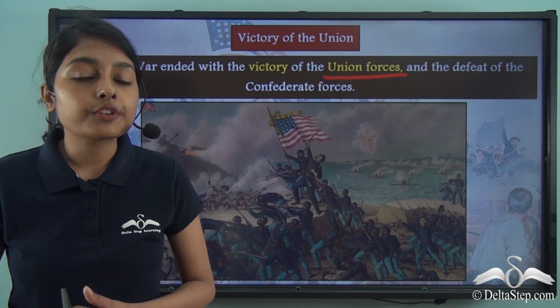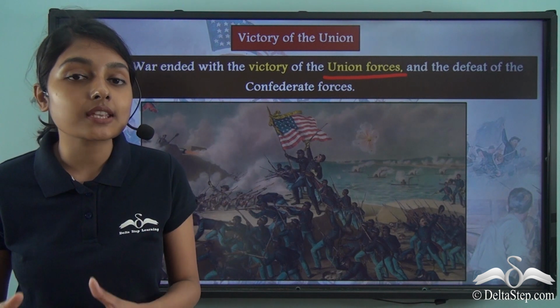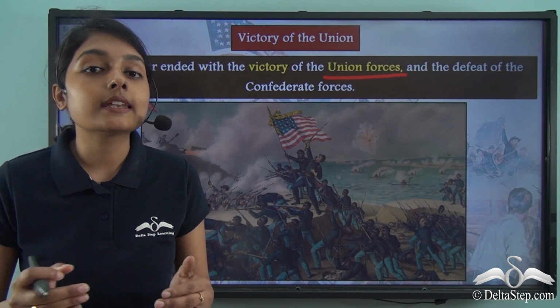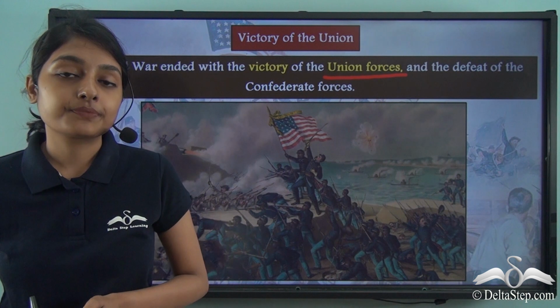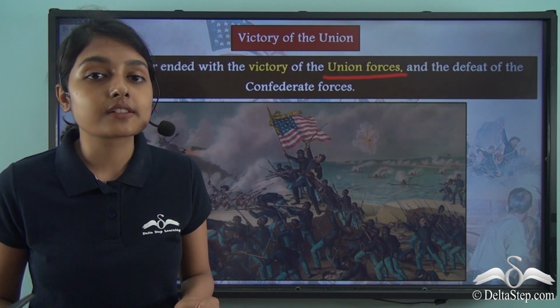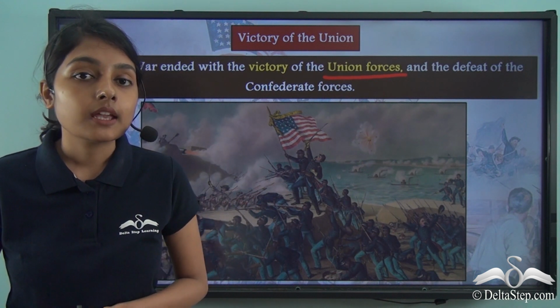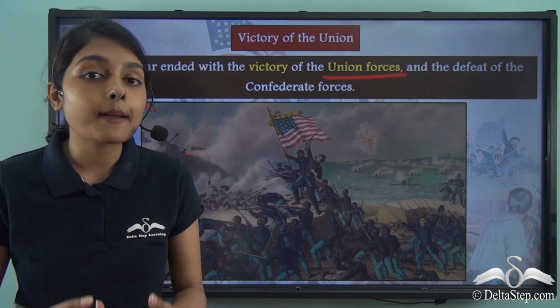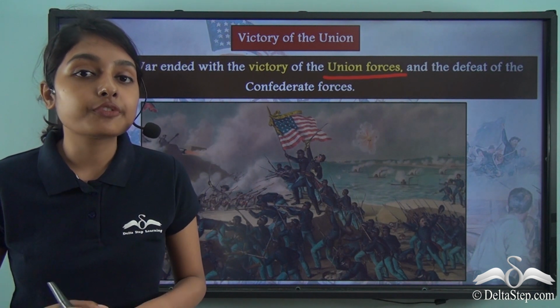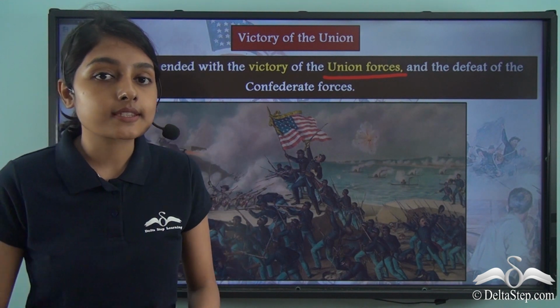With the defeat of the Confederate forces came the end of the practice of slavery. That is to say, this war meant an absolute end to slavery. So this is what we have learnt when we talked about the American Civil War and the various events that made up this Civil War. Now let us find out what happened after the Union forces emerged victorious by defeating the Confederate forces.